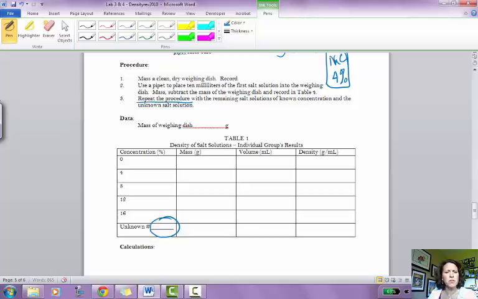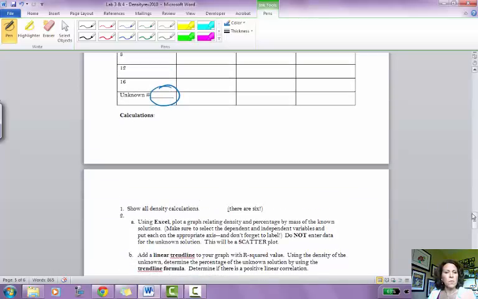Don't forget that in between trials, as you go from solution to solution, when it says to repeat the procedure, that means starting with a clean and dry weighing dish. You must start over by washing out your weighing dish and drying it before you start the next trial. It's always a good idea to start with clean glassware.